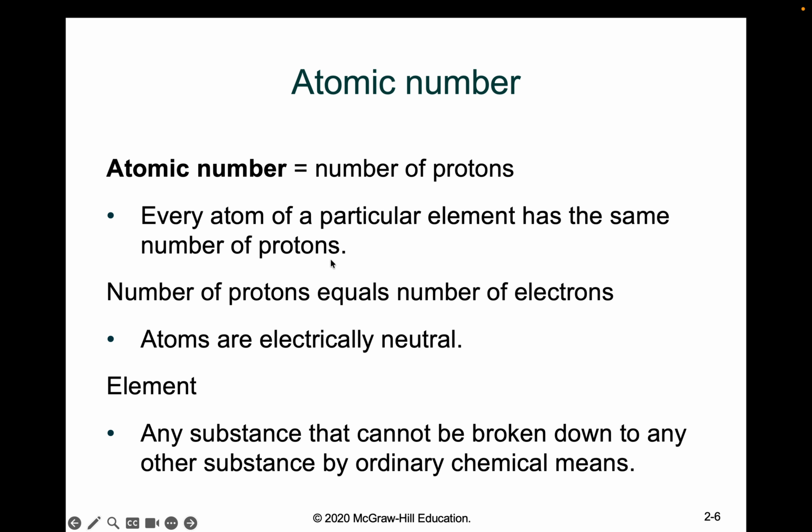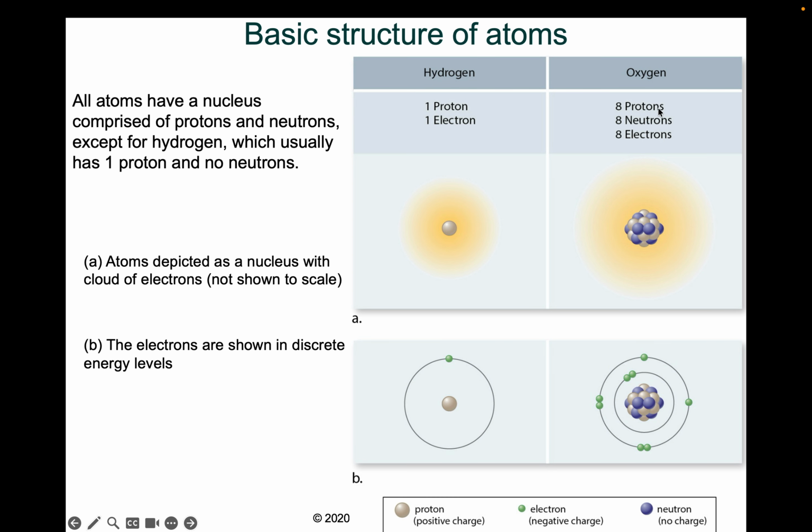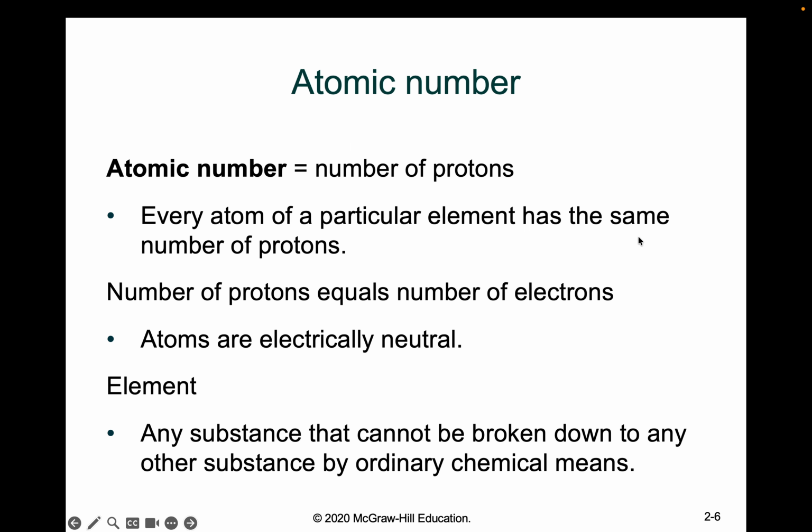So for example, if you look at oxygen here, as we said, oxygen is made up of the same atoms, and if you look at the atoms, they all have eight protons. So that's what gives oxygen its identity. Oxygen has eight protons, hence the atomic number is eight. Hydrogen has one, hence the atomic number is one. So if someone asks you what the atomic number is, you tell them the number of protons.